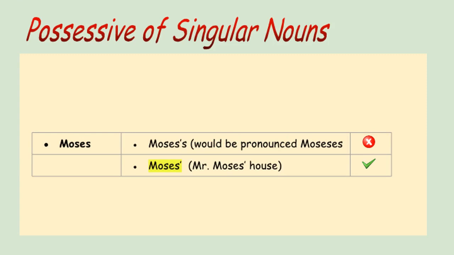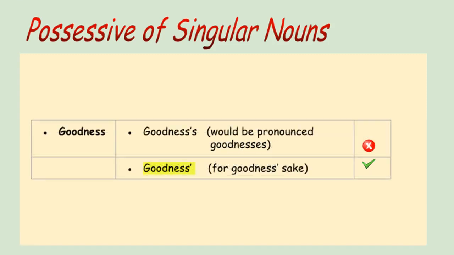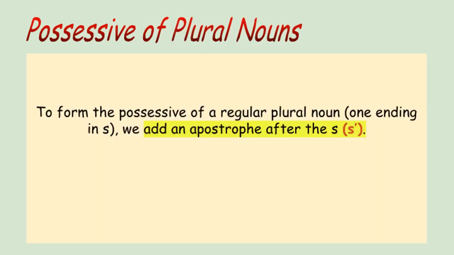Mr. Moses' house. Here is another example. The word goodness is a singular noun. If we should add an apostrophe s, it would be pronounced goodnesses. To form the possessive of goodness, we add an apostrophe after the s. For goodness' sake.